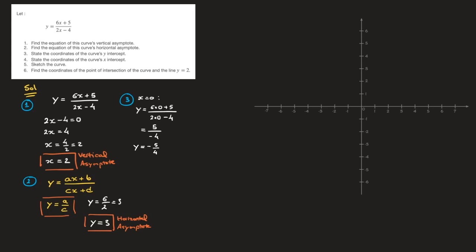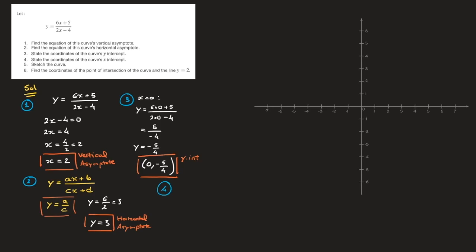Done. And so to answer the question properly, I'll go ahead and state the coordinates of the point as 0, negative 5 over 4. And once more, I'll go ahead and box that result, like so. And that's the y-intercept, so I'll just write y-int. Done. We move on to question 4.